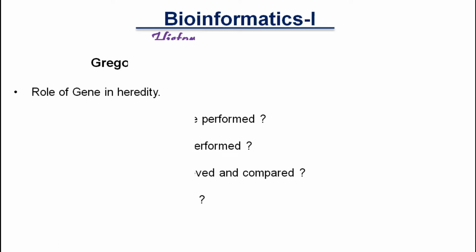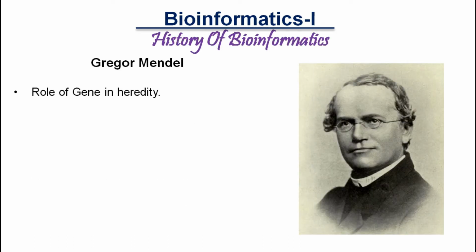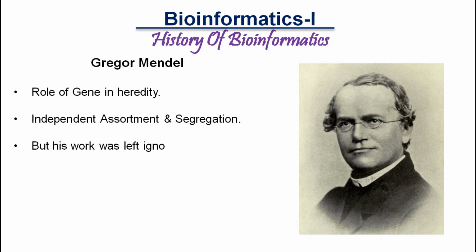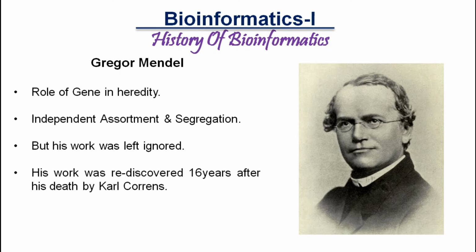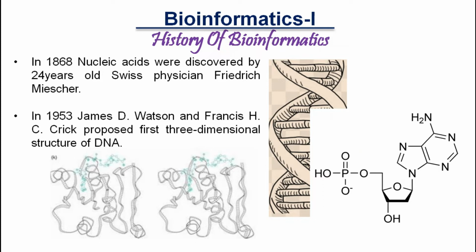Let us start. We will start with the history of bioinformatics, and the first name that comes to our mind is the great Mendel. He basically studied the role of the gene in heredity by performing his pea plant experiment, and he came up with the idea of the law of independent assortment and the law of segregation. But his work was ignored till his death, and it was rediscovered 16 years after his death by Correns. Moving down the ladder, we have two other names.